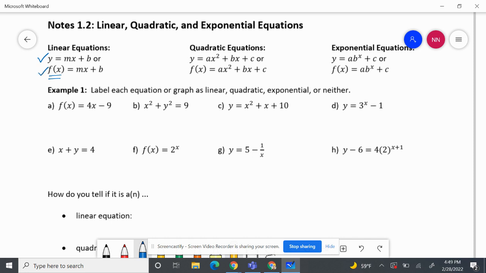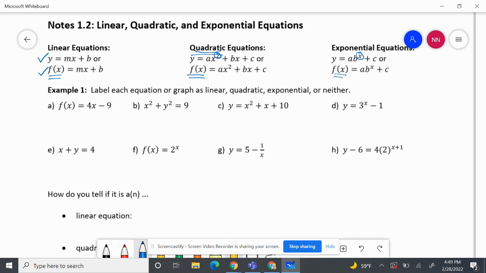The next one is quadratic equations. We have y equals ax squared plus bx plus c, or in functional form, f of x equals ax squared plus bx plus c. Notice that with linear equations, there's no exponents. With quadratic equations, notice that we have an exponent of 2, and that's telling us that it's a quadratic equation. And then for exponential equations, we have y equals ab to the x plus c, or in functional form, notice that we have an exponent, and the exponent is an x.